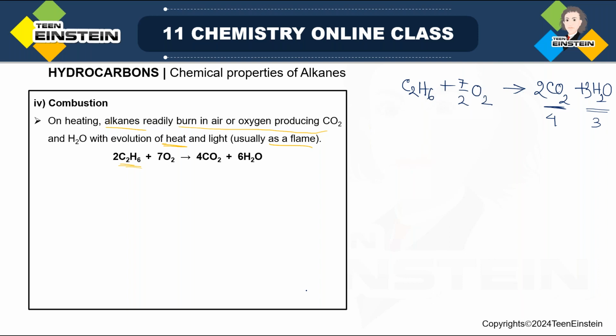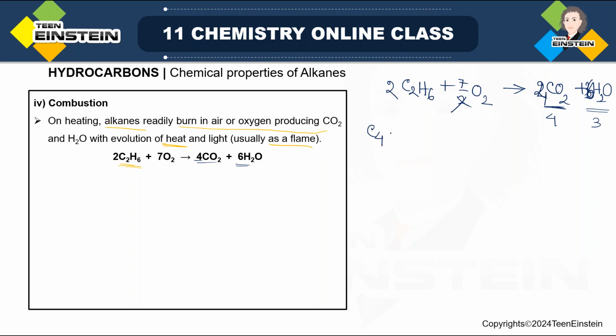But if you do not like the reaction in this form, simply multiply with 2. Then the 2 will be cancelled, and this 2 will be 4. This 3 will be 6. So that is why it is written in this way. Just following this rule, you can do this for any hydrocarbon.